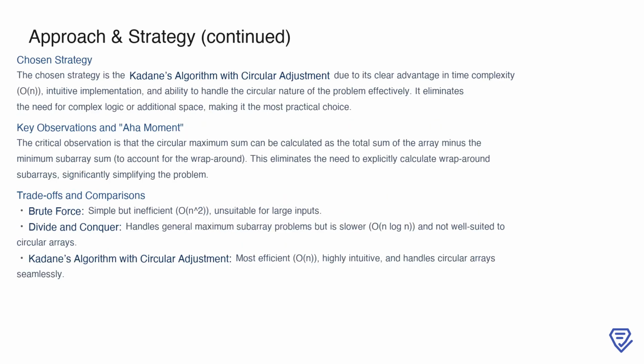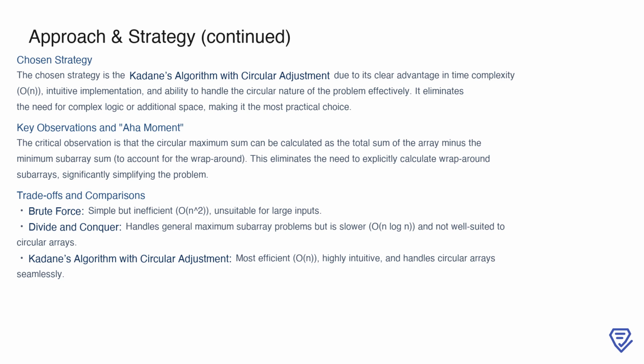Given these considerations, the chosen strategy is Kadane's algorithm with circular adjustment. It stands out due to its linear time complexity, intuitive implementation, and ability to handle the circular nature of the problem seamlessly. The key observation here is that instead of explicitly calculating circular subarrays, we can use the total sum of the array minus the minimum subarray sum to account for the wraparound. This simplifies the solution significantly and avoids unnecessary complexity.